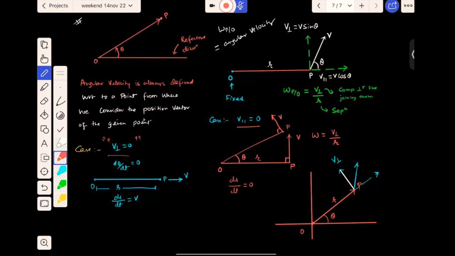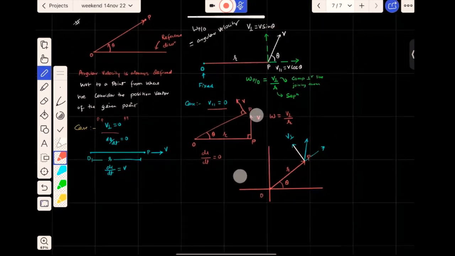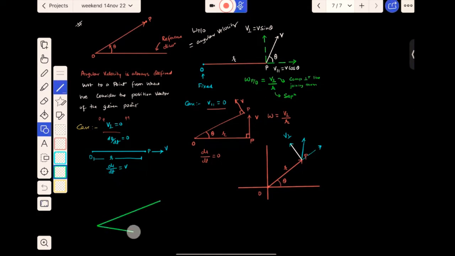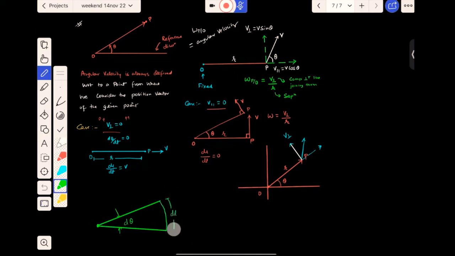We can prove it also in this one way. Suppose I consider the particle to be moved around that point in a very small time interval. In that small time interval, it covers an angular distance d theta at its center of rotation, and the distance it covers is dl.